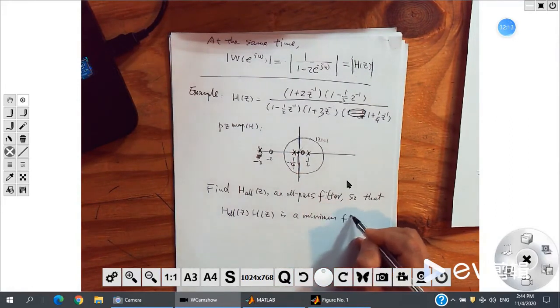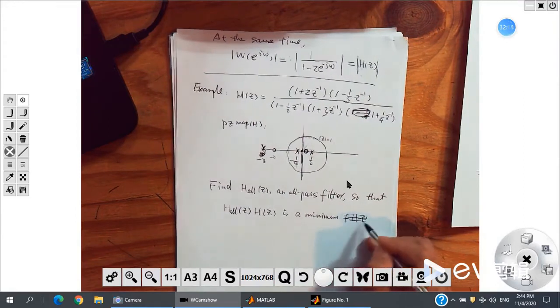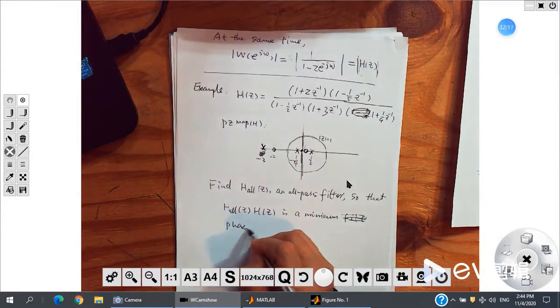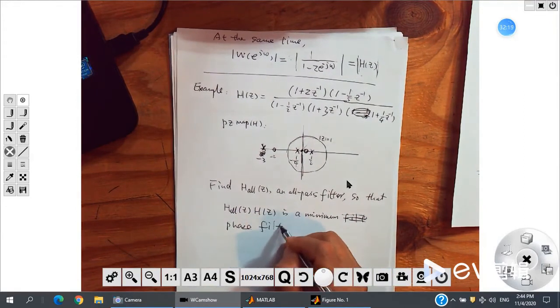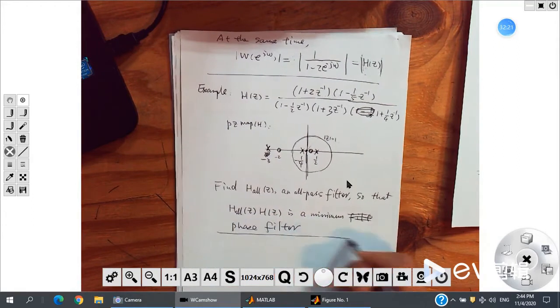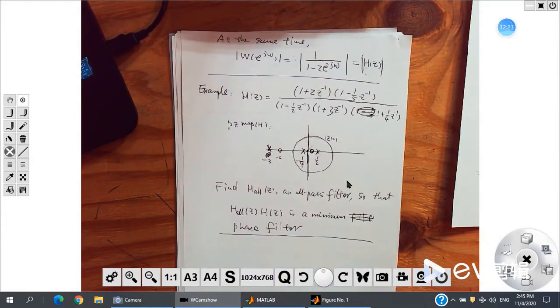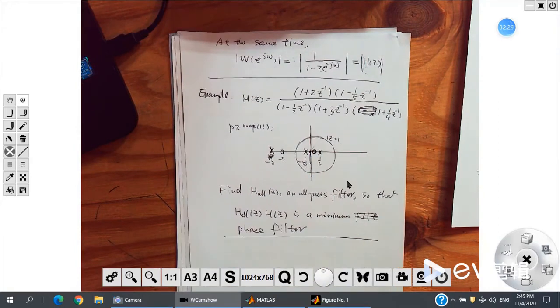Field. The minimal phase field. Right, so this is the problem. We want to find HR, then let HR times H be a minimal phase system.